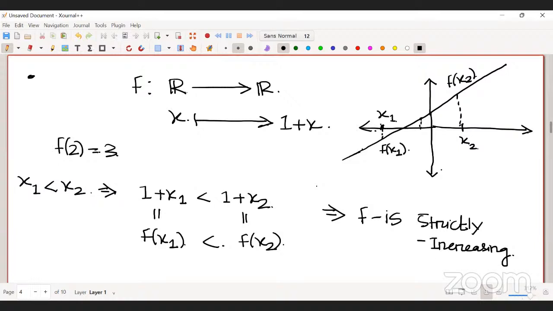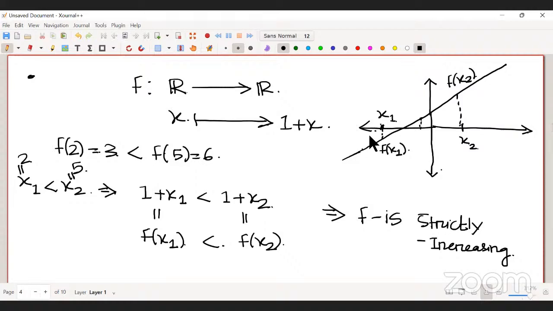For another value, I'm considering x1 as 2 and x2 as some other different value. Let's say 5. So f of 5 is 6, right? Yes, sir, so they preserve the order, right?